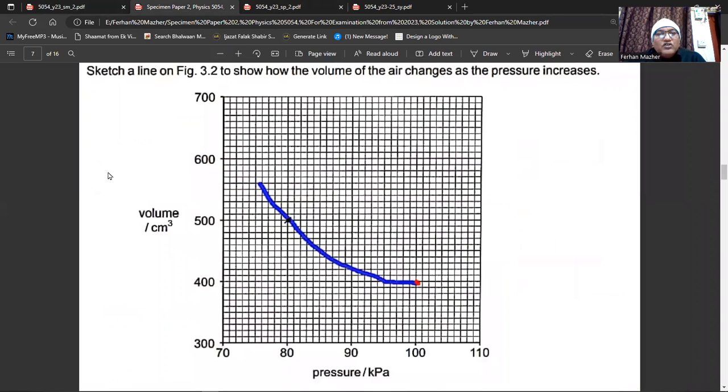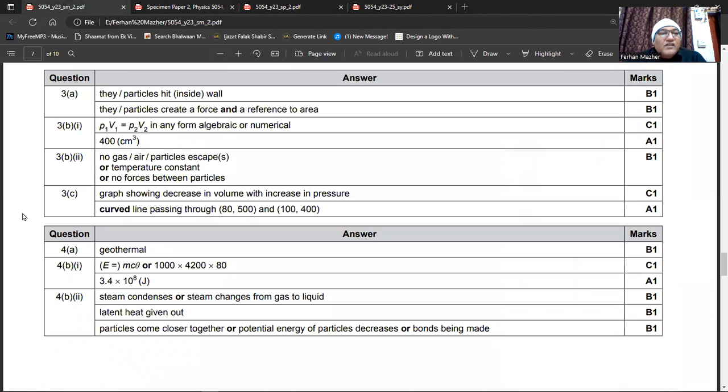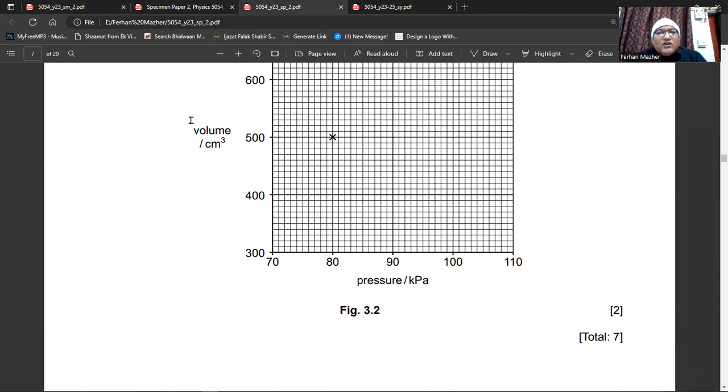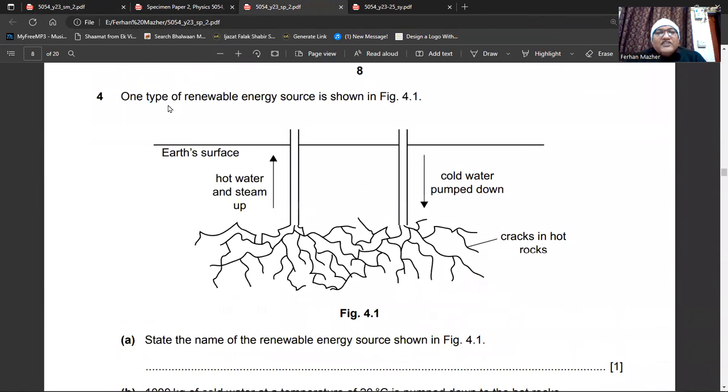You can see I have drawn this curve with the mouse, so it's not that smooth, but you are supposed to draw a smooth curve. This curve shows the relationship between volume and pressure, and the relationship is inversely proportional. So the curve will be something like this. You can check the marking scheme also. Okay, so we are going to the next question, question number 4.